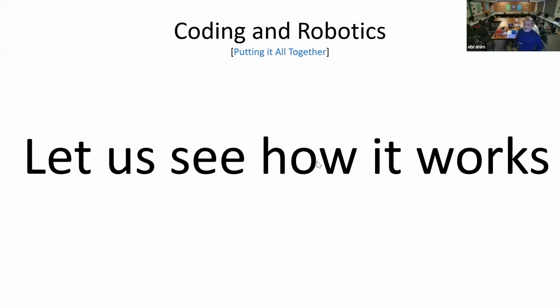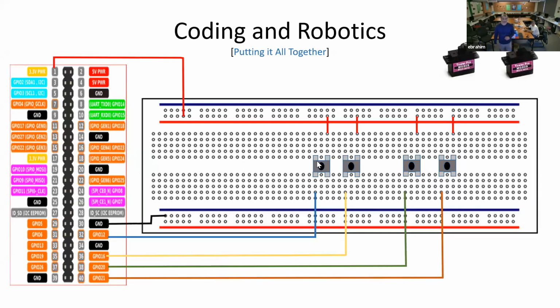Okay, so we saw the servo motor working, and we saw the switches working. Now, putting it all together, here's the switches, and here's the servo motors on the top. Let's connect the servo motors together with the switches now.